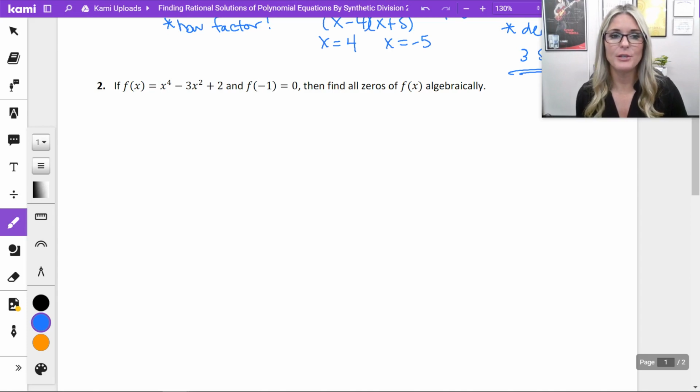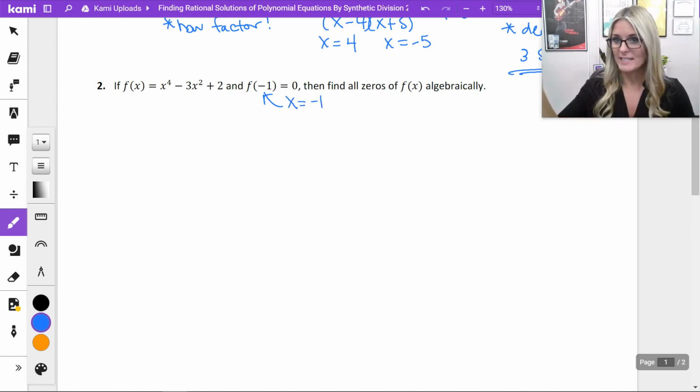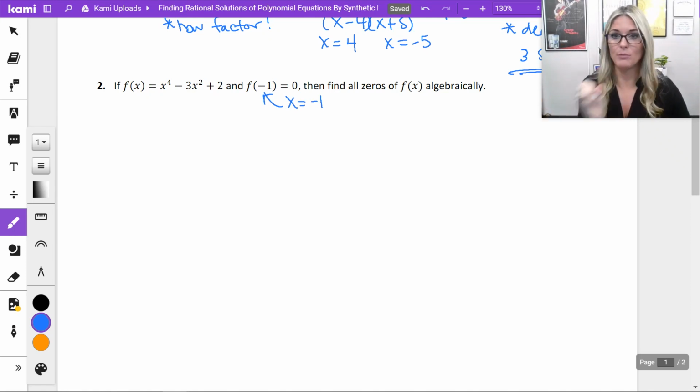Let's try again with number 2. It says if f of x equals x to the 4th minus 3x squared plus 2, and f of negative 1 equals 0, then find all those zeros of f of x algebraically. This right here, f of negative 1, that's telling us that root 0 x-intercept. It's saying when x equals negative 1, y is equal to 0. So think about your coordinate plane. When x is negative 1, the y is 0. It's sitting right there on that x-axis. Negative 1 is our root x-intercept 0.